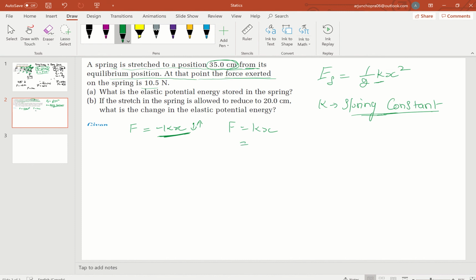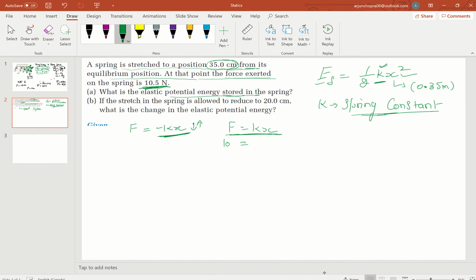Now force equal to kx, and I wanted to find the elastic potential energy. To find it, first of all I need the value of k, because the displacement is given to me, which is 35 centimeter. Again I have to convert it into meters, so it will be 0.35 meters. If somehow I can find the k value, I'll be able to solve this question. We know that force equal to kx. Is something given to us in terms of force? Yes, I've been given the force value.